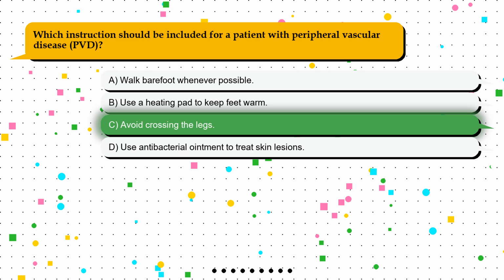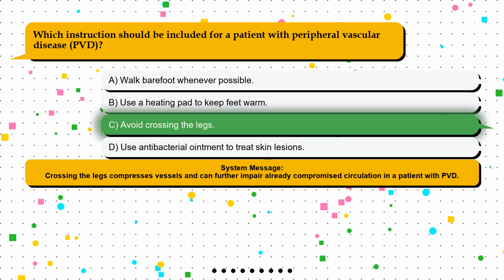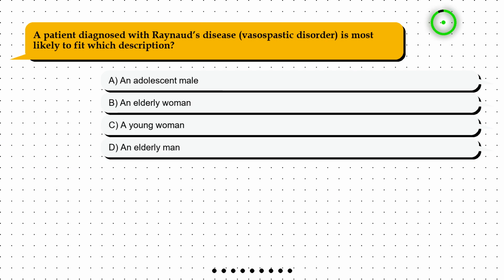The correct answer is option C. Avoid crossing the legs. Crossing the legs compresses vessels and can further impair already compromised circulation in a patient with PVD. Question 7. A patient diagnosed with Raynaud's disease, a vasospastic disorder, is most likely to fit which description?